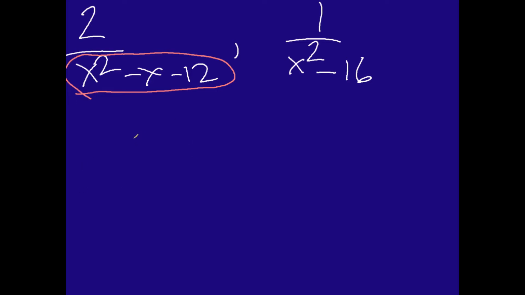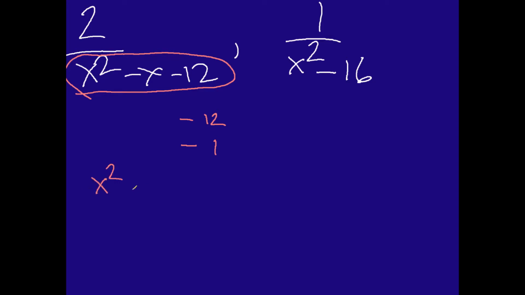So x squared minus x minus 12. Following the AC method, we need two numbers that multiply to negative 12 and add up to negative 1. I can see that negative 4 and positive 3 meet the criteria, because negative 4 times positive 3 is negative 12, and negative 4 plus 3 is negative 1.